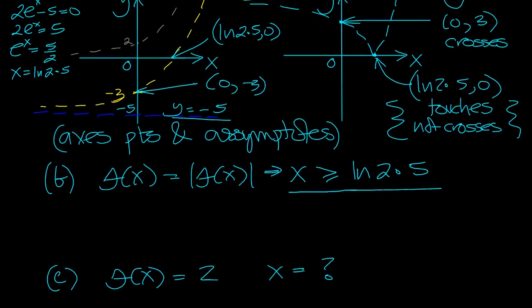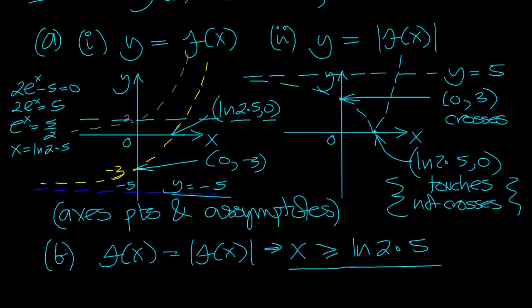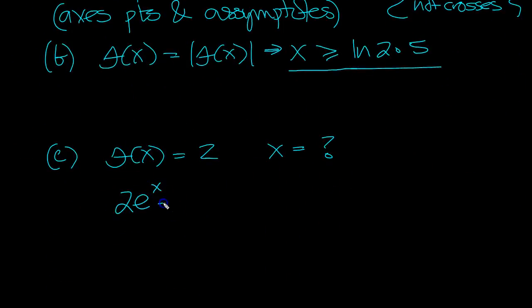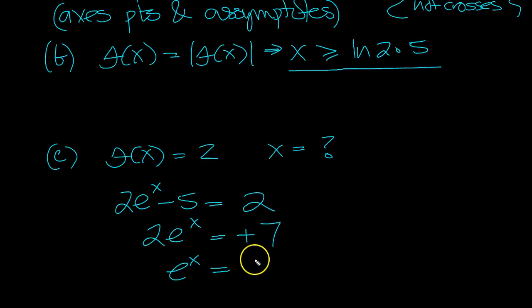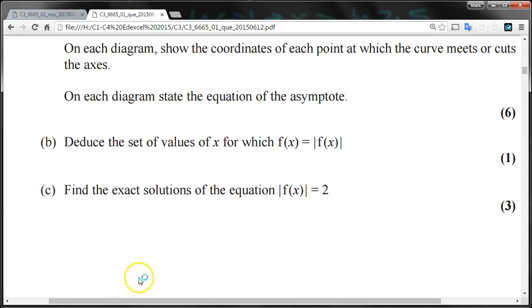Now we've got to find out when f of x equals 2. What does x equal? So here, 2, so draw a line across here. And we can find out, so we just solve this then. 2e to the x minus 5 equals 2. 2e to the x equals 5 plus 2, which is 7. So e to the x is equal to 7 over 2, which is 3.5. And x is equal to ln 3.5, log to base e. Does the question ask for a decimal? Exact solution. That would be the exact solution.